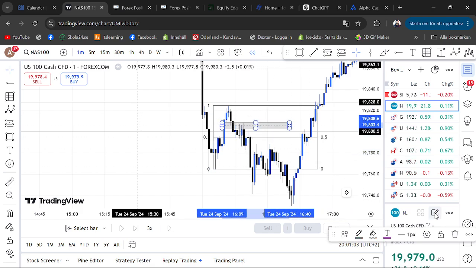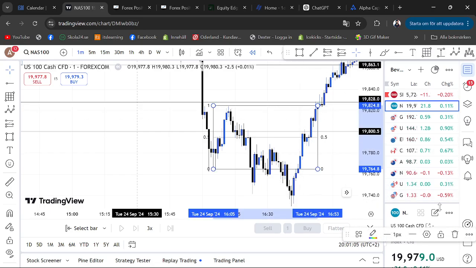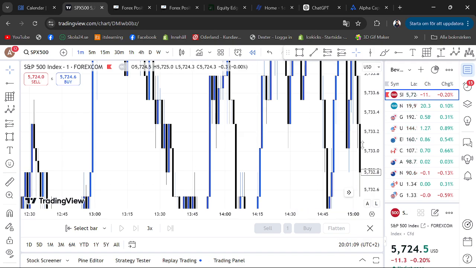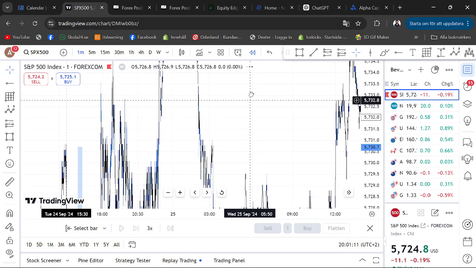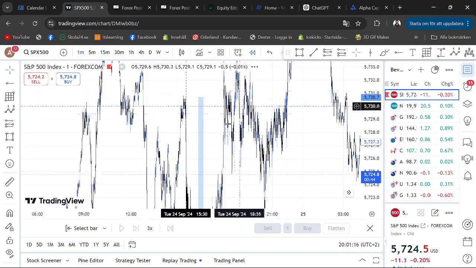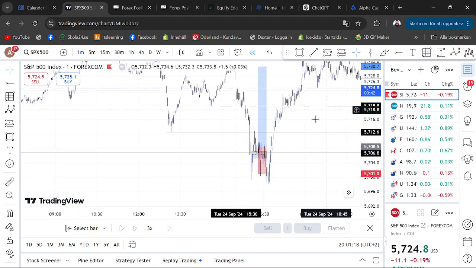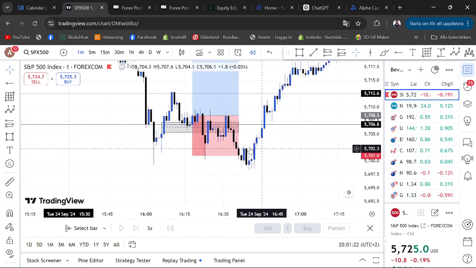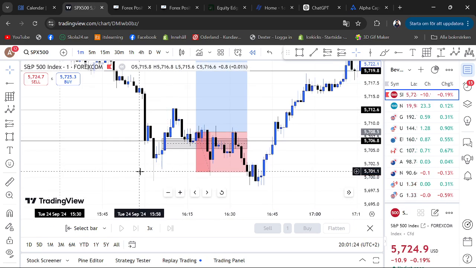So nothing on NASDAQ for me. I did not see any kind of entry on NASDAQ. But if you go on S&P 500, this is where I made the mistake. So on NASDAQ, we did get an entry.